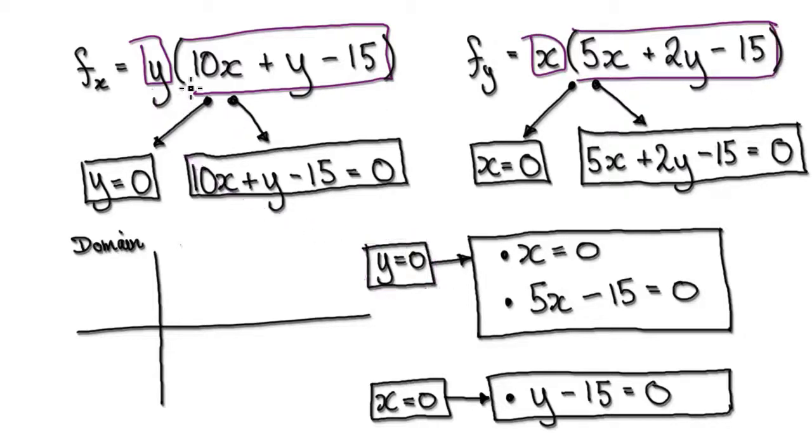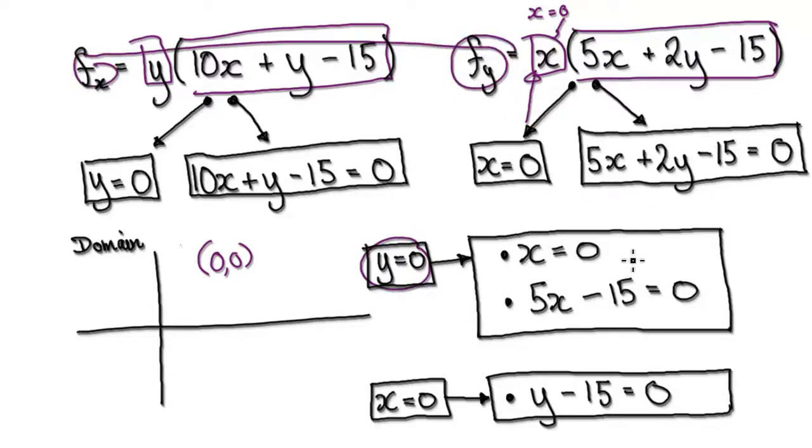When y equals 0, this whole thing here will automatically be 0. So when y equals 0, if you select x to be 0, then both of these will be 0. So we know that there's one critical point at the origin. Because when y is 0, if you put 0 into here, then both of these will be 0. So we've got one point already at the origin.